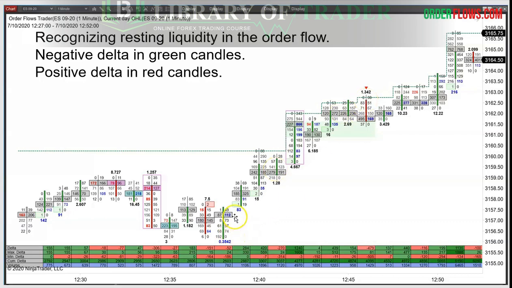So you often see resting liquidity trailing in this sense, resting liquidity not in the sense of offering resistance up there, but supportive buying. That's a form of liquidity. Resting liquidity is people bidding the market on the way up, and you're going to see that. You're going to see the green bars with negative delta, or red bars with positive delta.